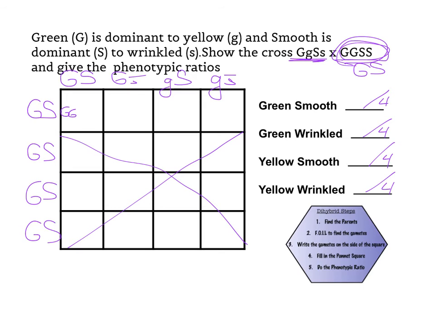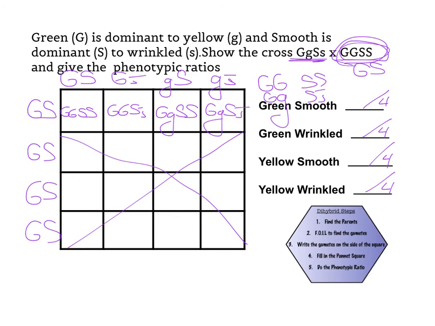So big G, big S, big S. Big G, big S, little s. Big G, big S, big S. Big G, big S, little s. Okay, so to be green, I need at least one big G, okay? So it could be big G, or big G, little g. And then to be smooth, I need at least one big S. So let's see how many of those I have. Oh, I have 1, 2, 3, 4. So 4 out of 4 is green smooth. I don't have any of the other ones.